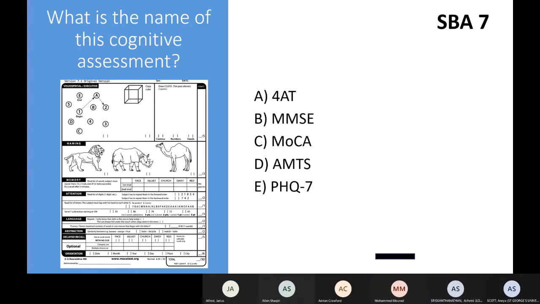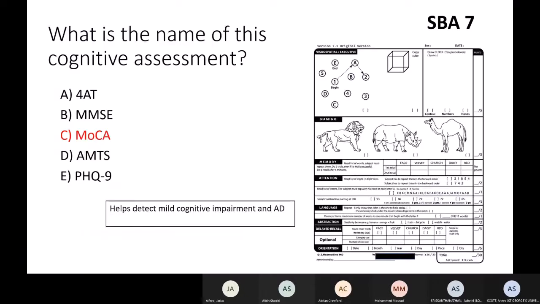Perfect. Yeah, it looks like you guys have seen these before. They're really common on the wards, and when you start your placements, it's a classic med student job that you'll get asked to go and do all the time. So I'm sure you'll be very familiar with them. But MoCA helps detect mild cognitive impairment and Alzheimer's dementia as well.